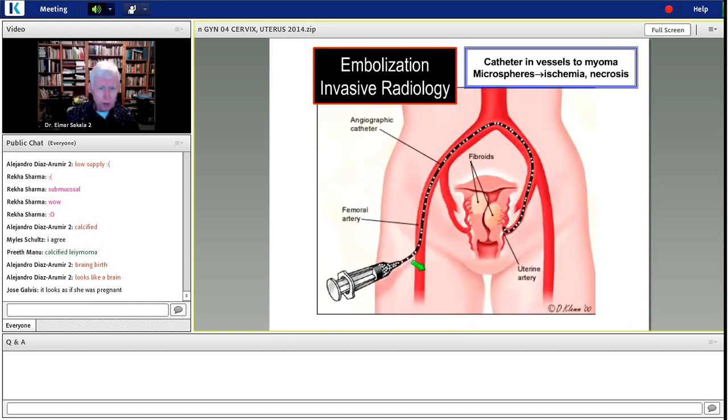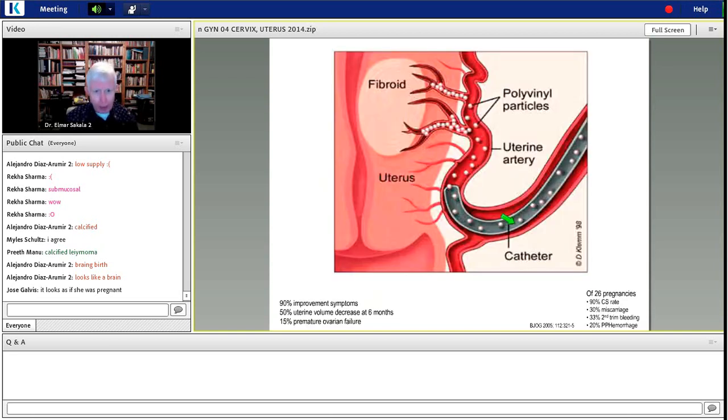Now what you do is you have microspheres. These are about 8 micron size, the polyvinyl microspheres, and you inject those through the catheter. And the idea is that they will go in and obstruct the blood supply. They will obstruct the capillaries, which will cause ischemia. Ischemia will cause them then to degenerate and to shrink.